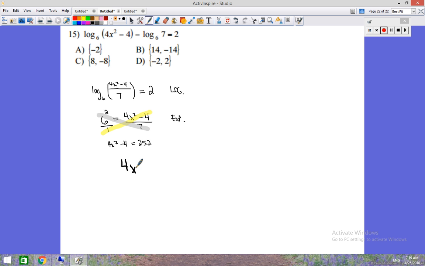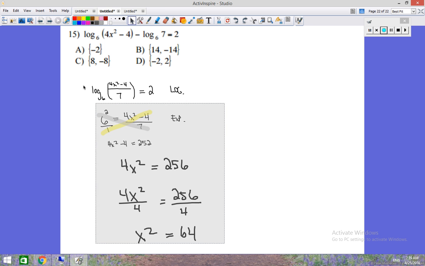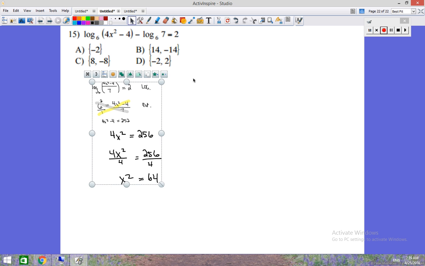So let's add 4 to both sides. Let's divide by 4. And we have that x squared is equal to 64. And 64 is a perfect square, taking the square root of both sides, we get 8. But remember, we need to introduce the plus or minus 8 there.